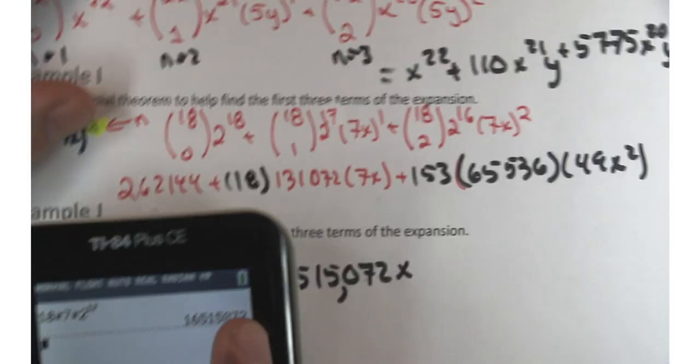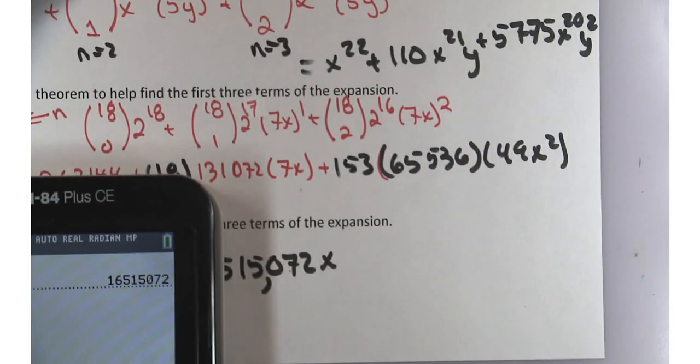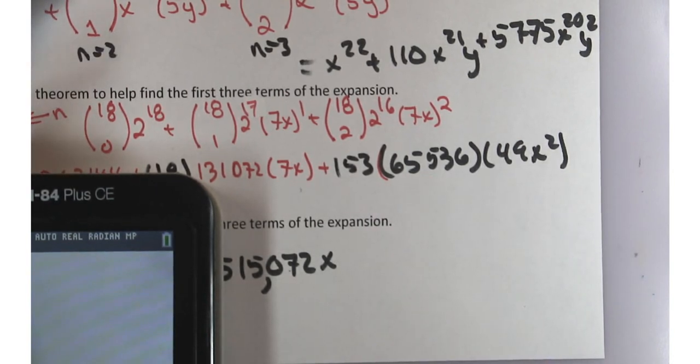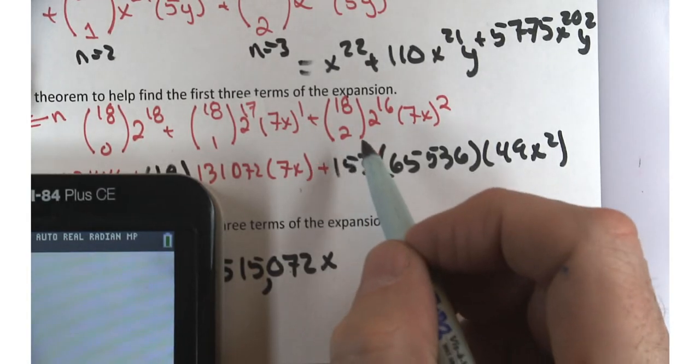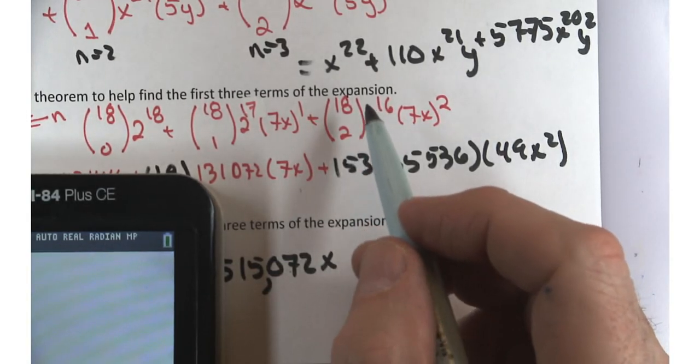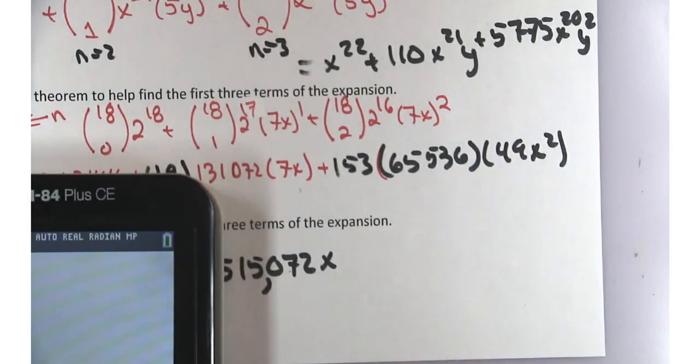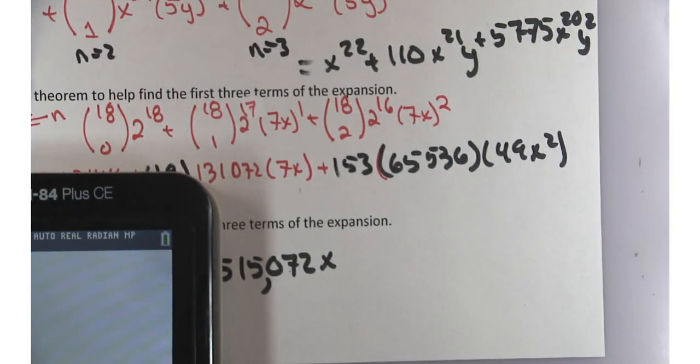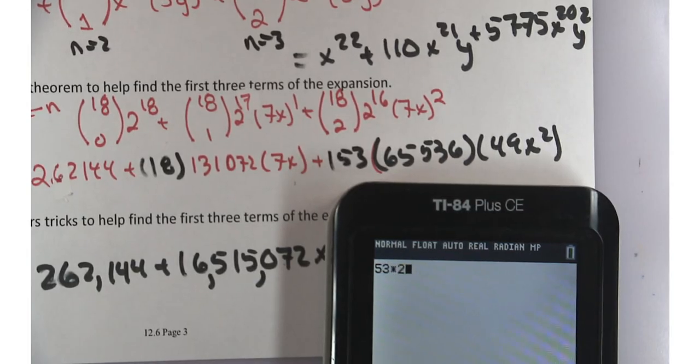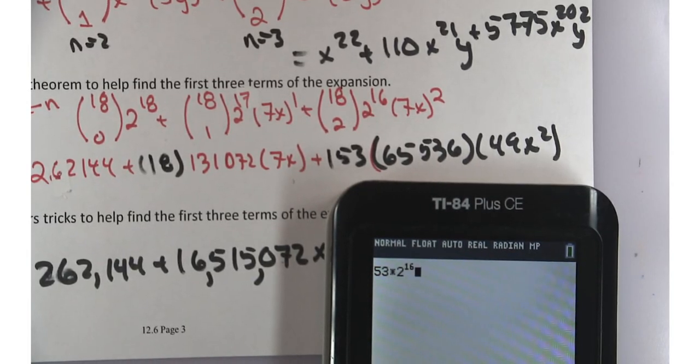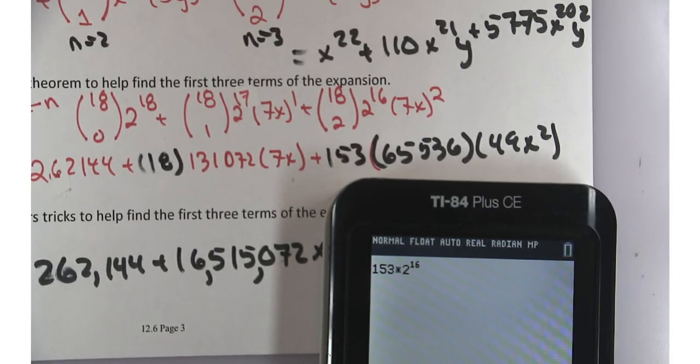And finally, this last one, let's see, 153 times 2 to the 16th, times 49. Where did you get the 153 from? 18 choose 2. I think it turns out to be 9 times 17 should give me that. All right, so try again. 153 times 2 raised to the 16th, times 49.